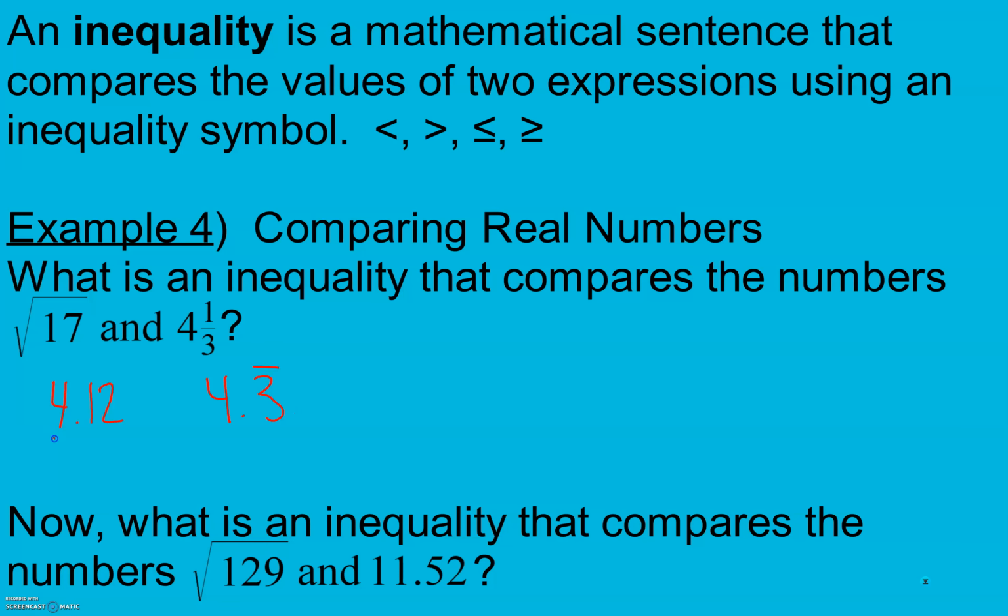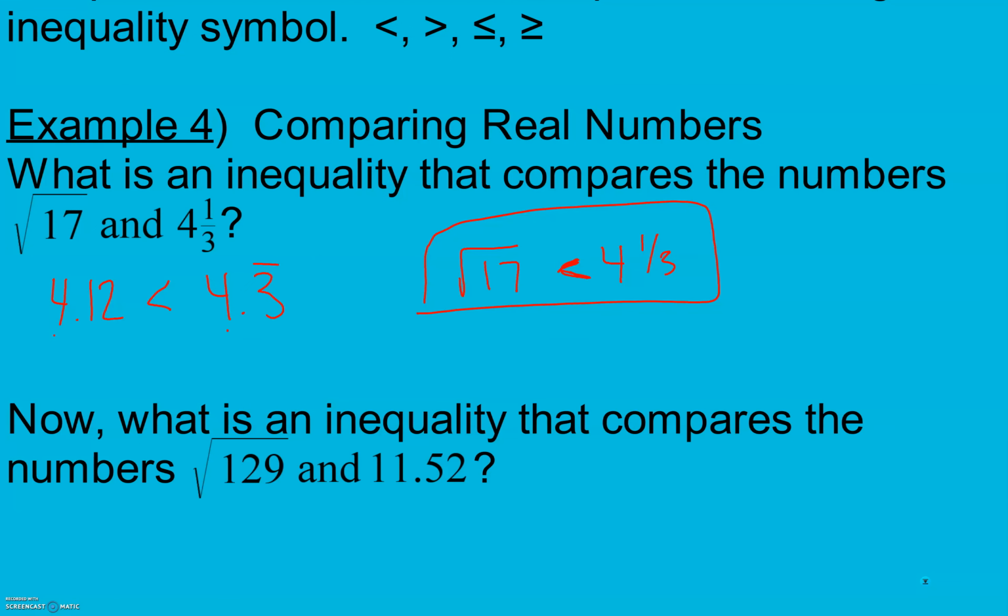So if we compare, our 4's are the same, but 1 is less than 3. So our relationship here is less than. And when we compare, we always want to compare the original exact values that they gave us. So square root of 17 is less than 4 1/3. Feel free to pause here and give this a try if you'd like.